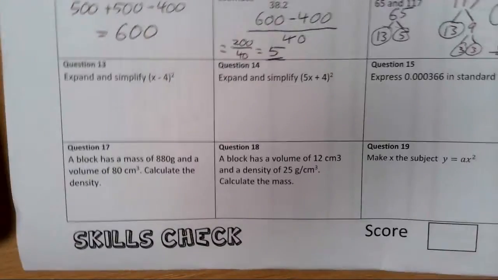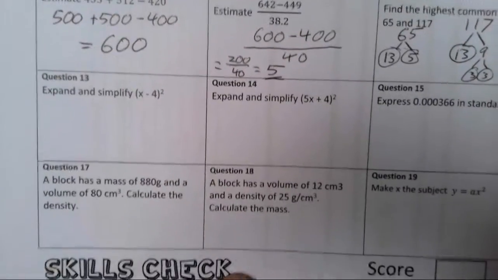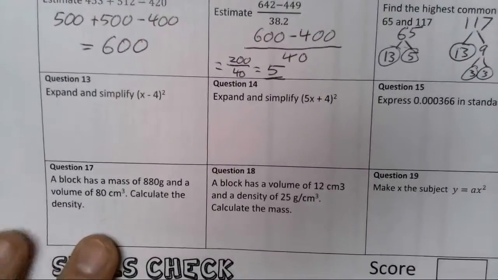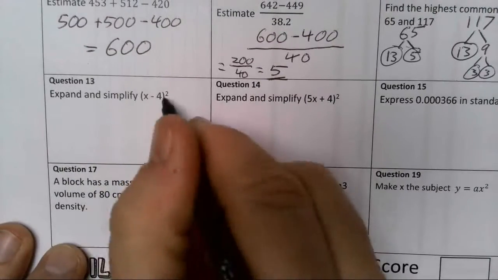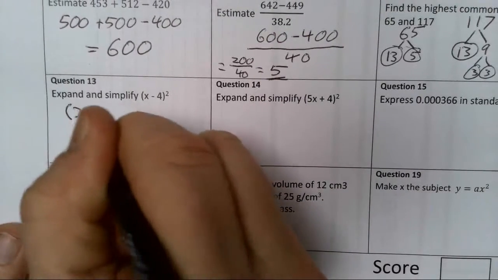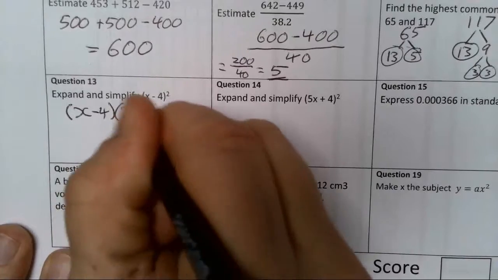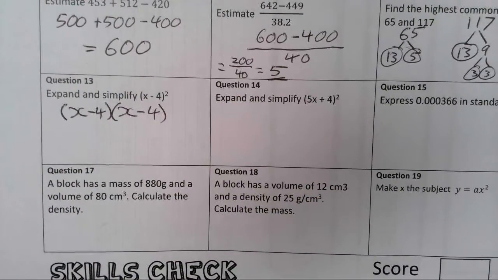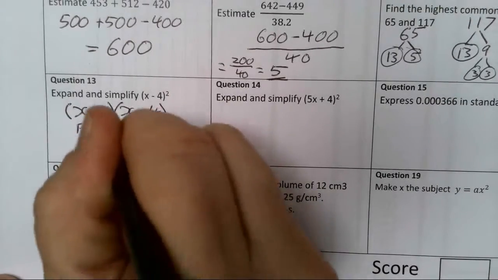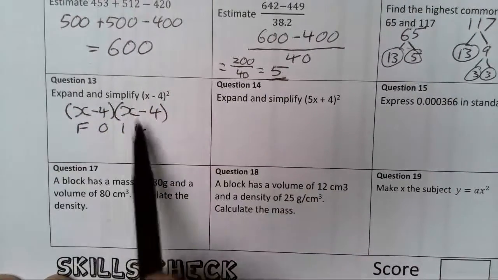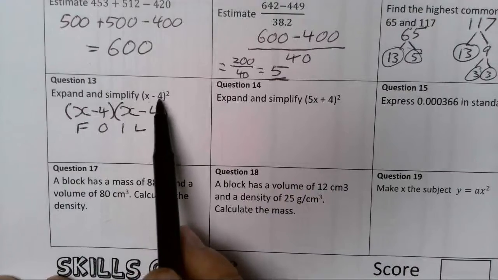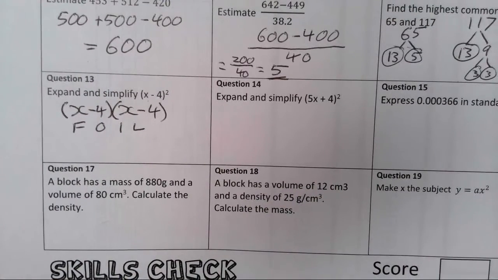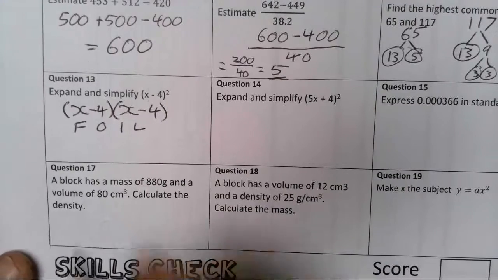Right, question 13. Expand and simplify. So it's really important to remember that if we've got x minus 4 squared, it's all of x minus 4 which is being multiplied by itself. Okay, so we can write it out with two brackets. That's really important. So then I can expand it out. So the common mistake here would be to say this is x squared minus 16. It's not, or even x squared plus 16 would be also a similar mistake.